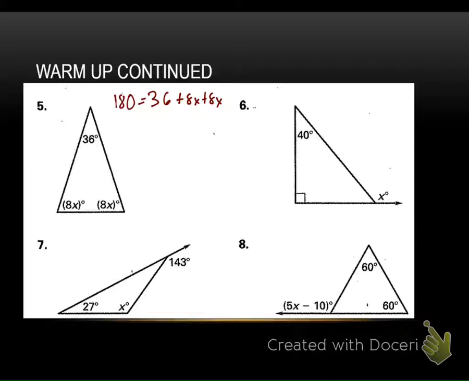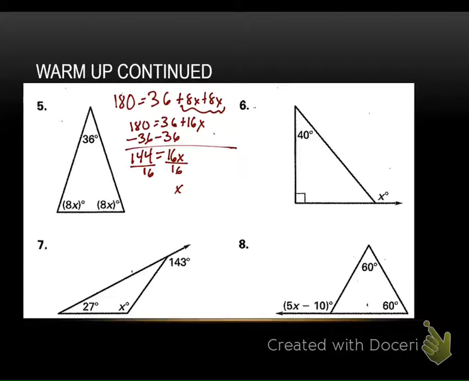So we're going to combine like terms. 8x plus 8x is 16x. Nice job. We got to combine like terms from here. We got to get those constant terms together. What do I do first? Nice job. Subtract 36. So 180 minus 36. 144 equals 16x. Got to get x by itself. Divide both sides by 16. X equals 9.